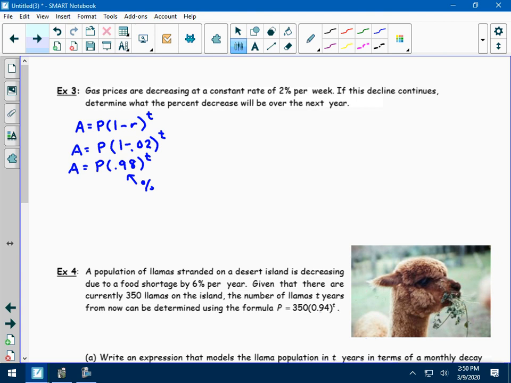That represents the percent per what? Week. So right now, if I don't put anything up there, what are the units on t? Also weeks. So what should I plug in if I want to know over the next year? If t is in weeks, what would represent a year? Well, you have to know how many weeks are in a year. And there's 52. So you're going to do 0.98 to the 52 equals 1 minus r, because we're decreasing this time.